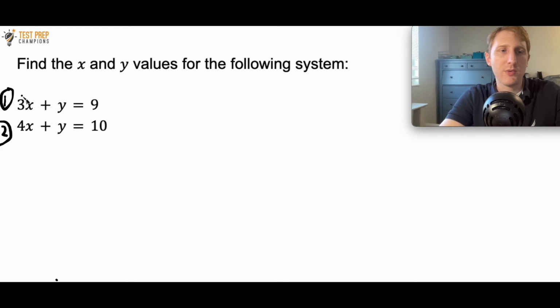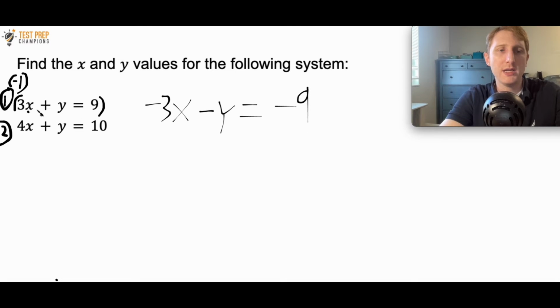So I'm going to take equation 1 here, and I'm going to multiply it by -1. Now, I'm running out of room here, so I'm just going to squeeze my -1 right here. So I'm going to take equation 1, and I'm going to multiply everything by -1. So 3x times -1 becomes -3x, and positive y times -1 becomes -y, and positive 9 times -1 becomes -9.